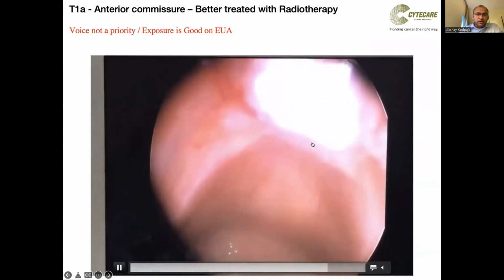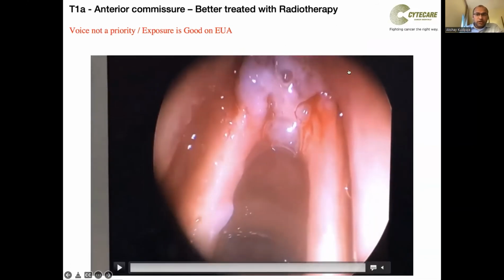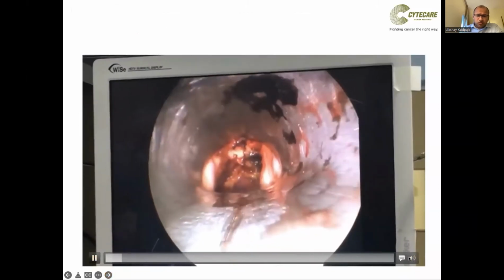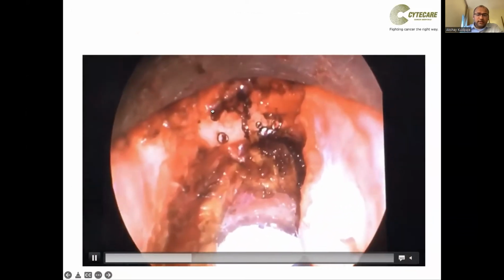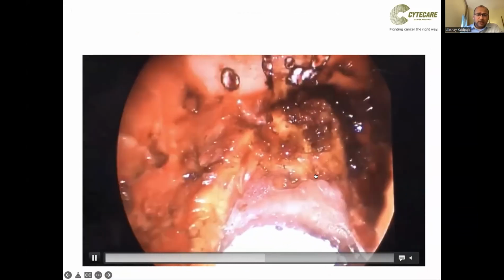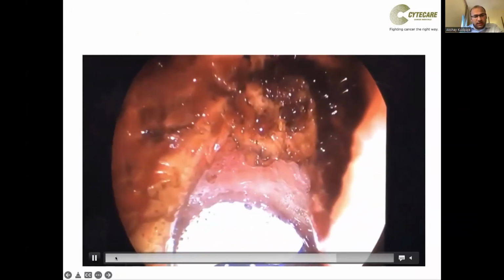This patient opted for transoral laser surgery. There's a bit of subglottic extension. However, the exposure, it was a class 0 exposure. So we went ahead and performed the transoral laser surgery. So you can see that the anterior commissure has been excised right up to the cartilage, with a good subglottic margin as well. Again, this patient is about 1.5 years post surgery, and he's doing reasonably well.